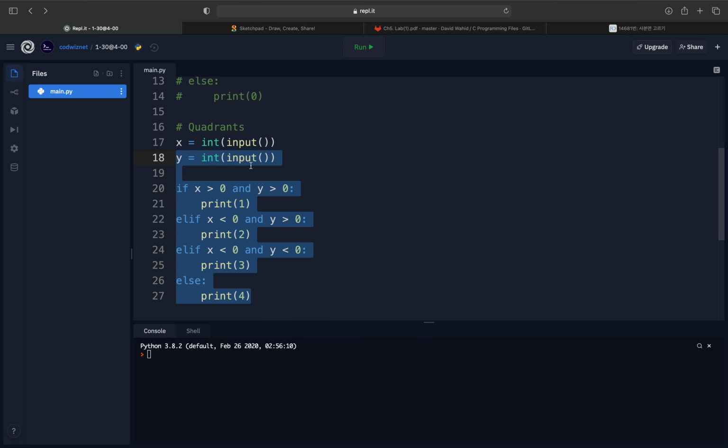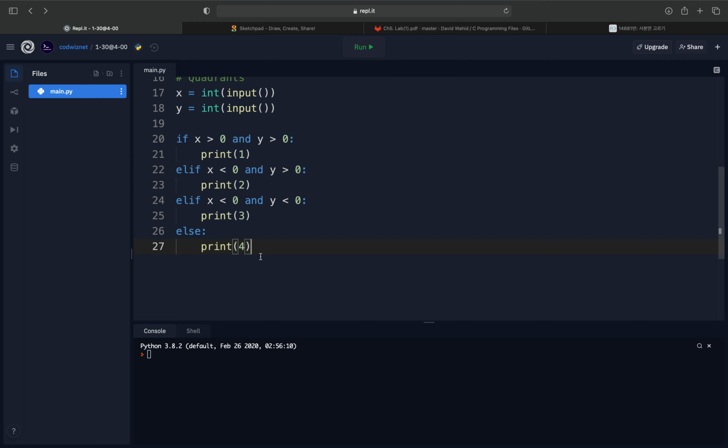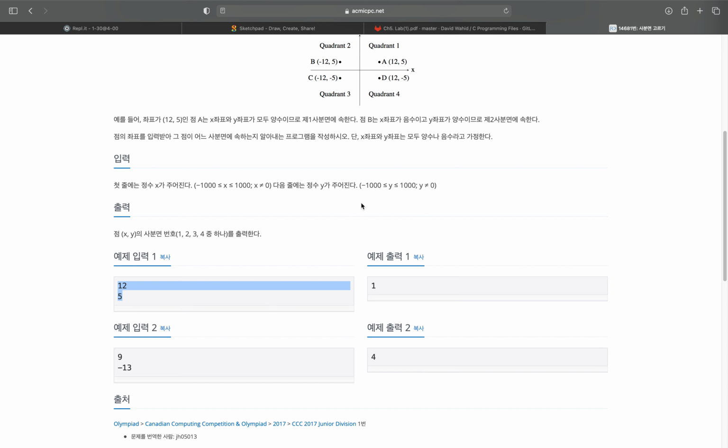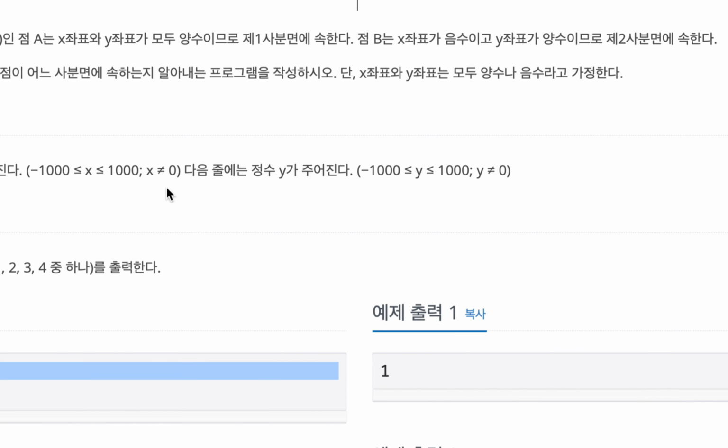What happens? Then it will print 4. Actually, we don't care about that, because if you look at this, X doesn't equal 0, Y doesn't equal 0, right? Now let's test the code.